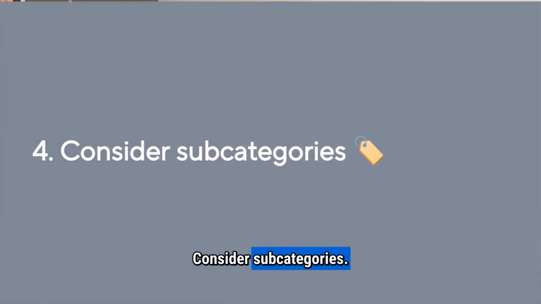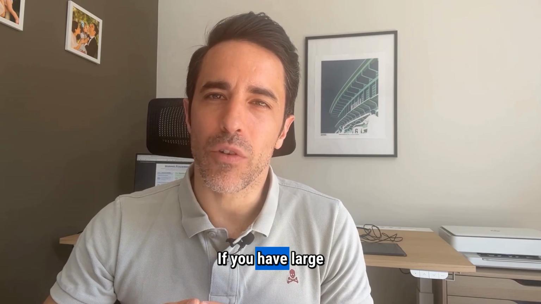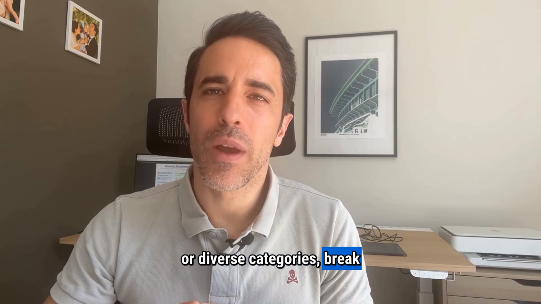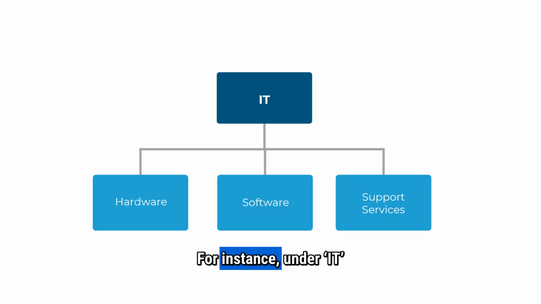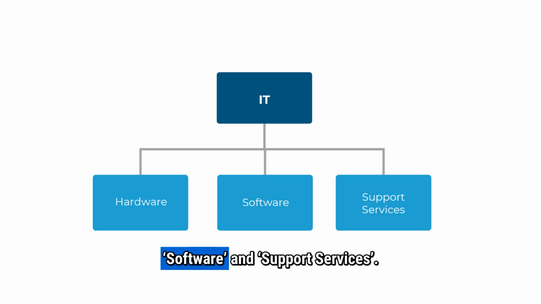4. Consider subcategories. If you have large or diverse categories, break them down further. For instance, under IT, you might have hardware, software, and support services.